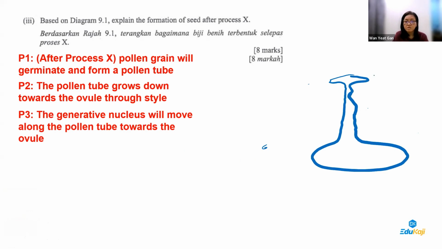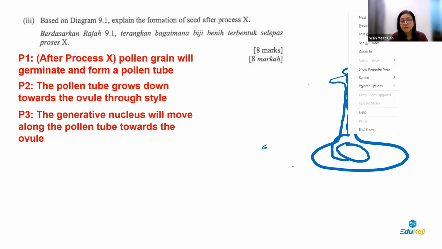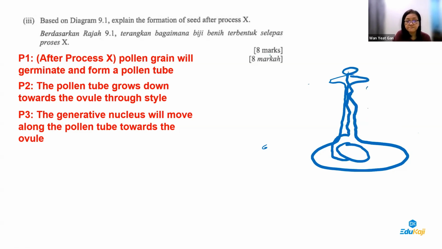Okay, so the pollen grain forms a pollen tube. The pollen tube moves downwards. Here is the embryo sac. It moves downwards until it reaches the micropyle. So inside the pollen tube, I'm going to blow this part up here.